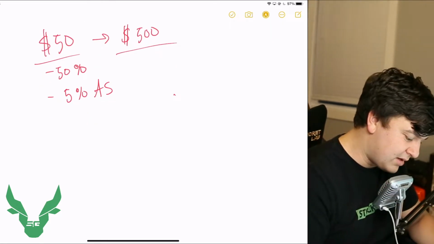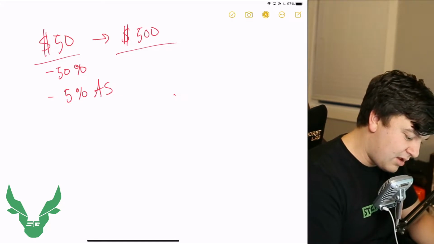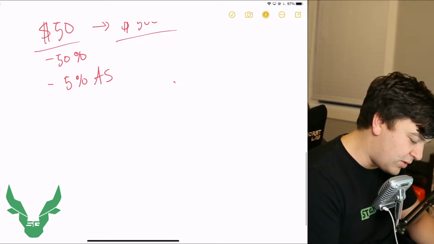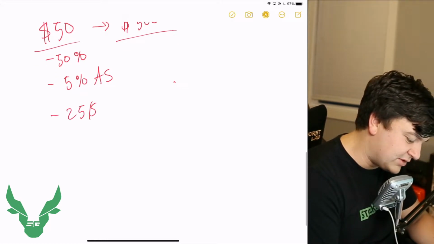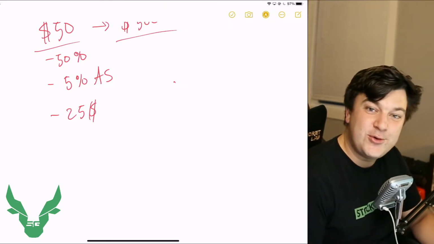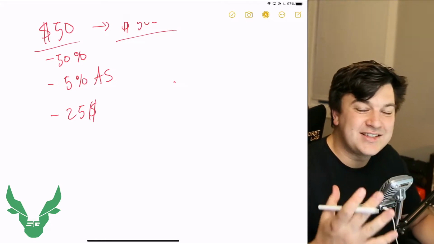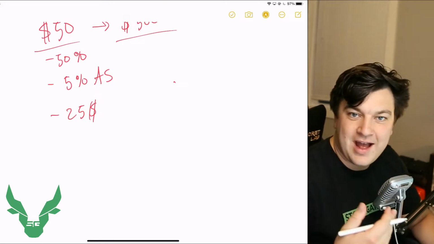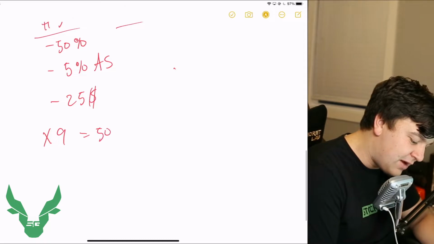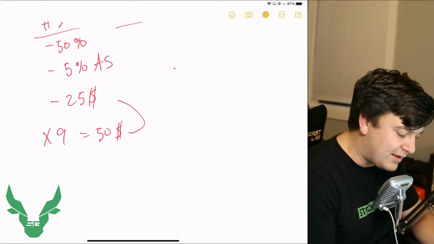Let's look at this again. That's only 5% of your account size. That's if you lose 50%. All right, so what is that? That's minus $25. So that's half of $50. So the thing is, if you were to lose $25, that is not a big dent in your overall account size. Plus, you now have 9 more trades of $50 to make up that $25.